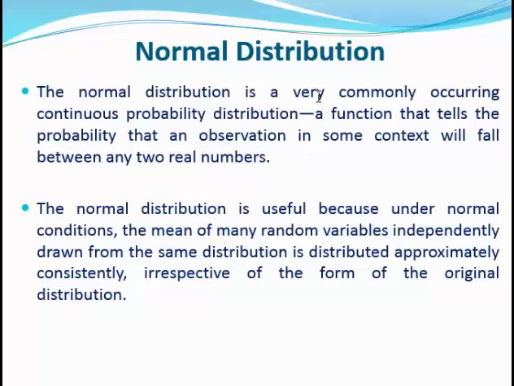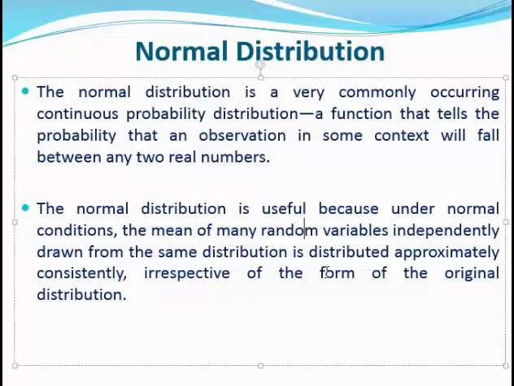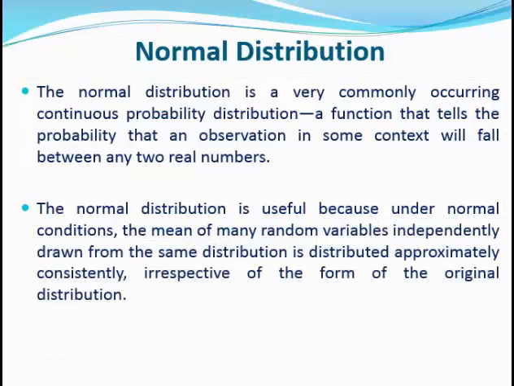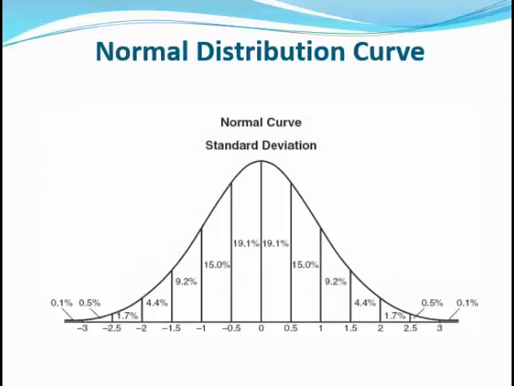So the normal distribution is a very commonly occurring continuous probability distribution that tells you the probability that an observation in some context will fall between any two numbers, and it's useful because under normal conditions, the mean, namely the average of many random variables independently drawn from the same distribution, is distributed approximately normally. Very complex way of looking at it. You may not understand what that means in English, but hopefully this will help.